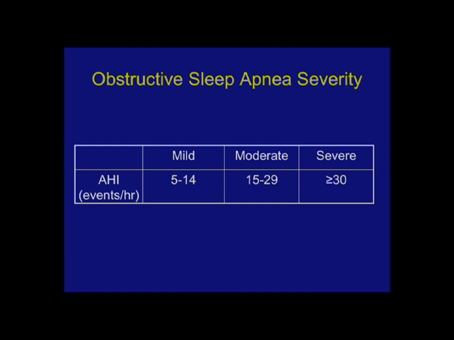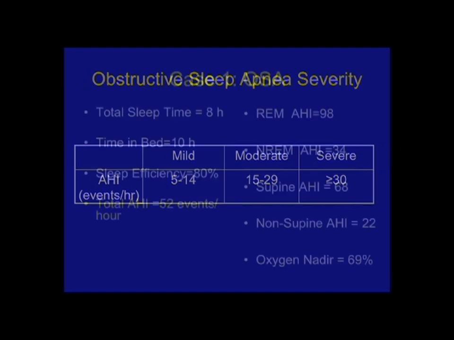The severity of sleep apnea is based on the apnea-hypopnea index. The unit is events per hour. Mild sleep apnea is defined as having an AHI, or apnea-hypopnea index, of 5 to 14 events per hour. Moderate sleep apnea is defined as having an apnea-hypopnea index from 15 to 29 per hour. And severe obstructive sleep apnea is defined as having an apnea-hypopnea index greater than 30 per hour.